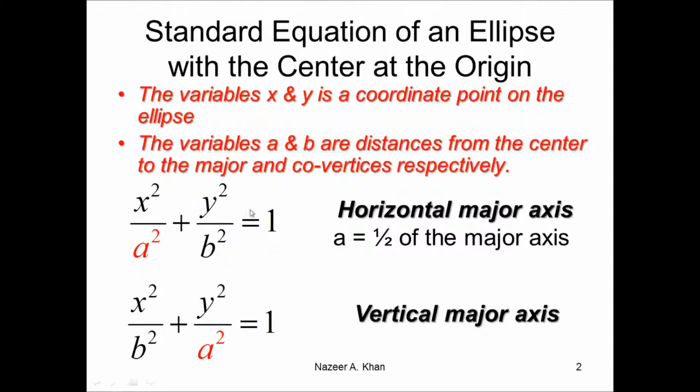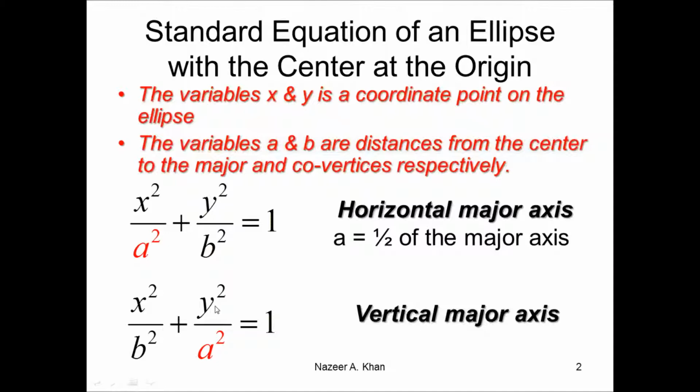Now, the difference between the first equation here and the second one is just the location of a and b. They have switched positions. Okay? And there's a reason for that. In this first equation here, we know that the major axis is along the x-axis. It is running horizontally. Okay? Likewise, in the second equation, the a switched position, it is the denominator of the y squared value now. It means that the major axis is running vertically and it coincides with the y-axis.